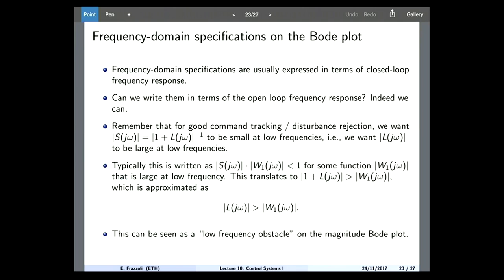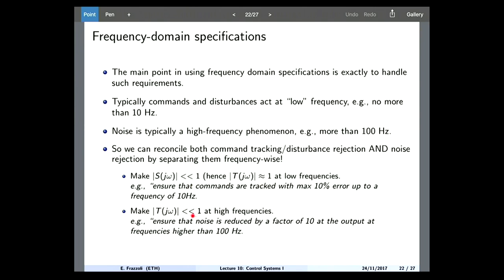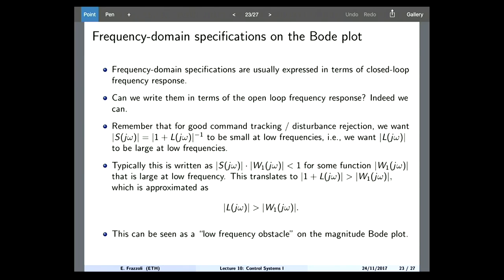Now, the problem is that I'm setting these specifications on the closed loop transfer functions, the sensitivity and the complementary sensitivity. Everything we do in this course is about leveraging, as much as we can, the open loop transfer function to figure out how the closed loop will behave. And this is exactly the point. So can we write this specification in terms of the open loop frequency response?